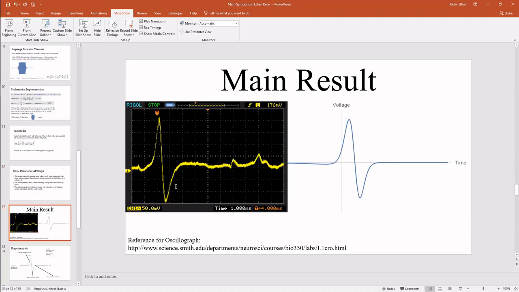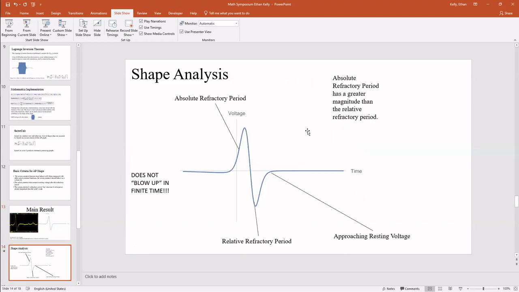Keep in mind, this is not even the full model in action. This is just factor calc, and already it's very similar. On the left is an experimentally gathered oscillograph of an action potential, and on the right is the mathematical model. A lot of similarities, and we'll discuss them here.